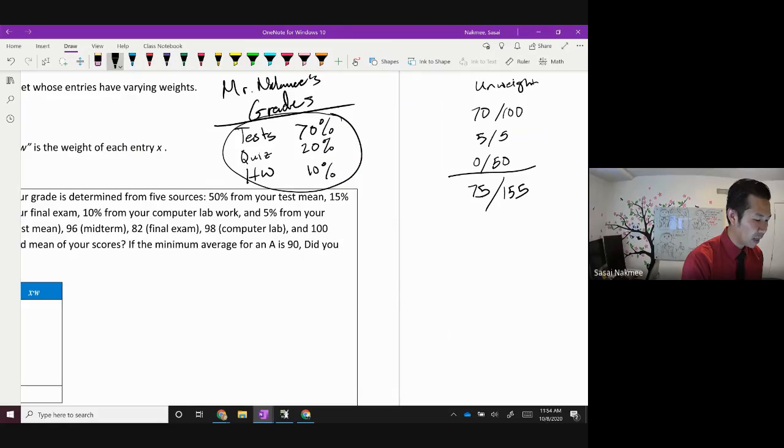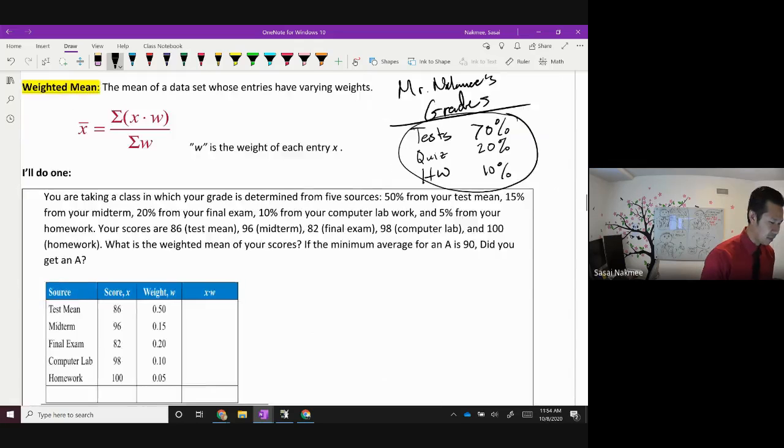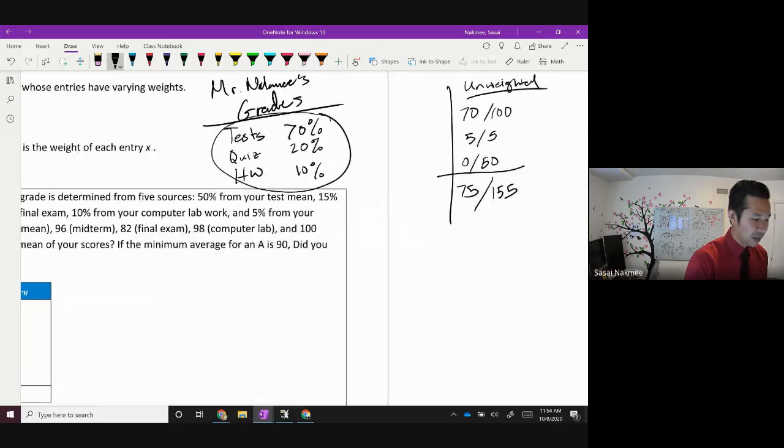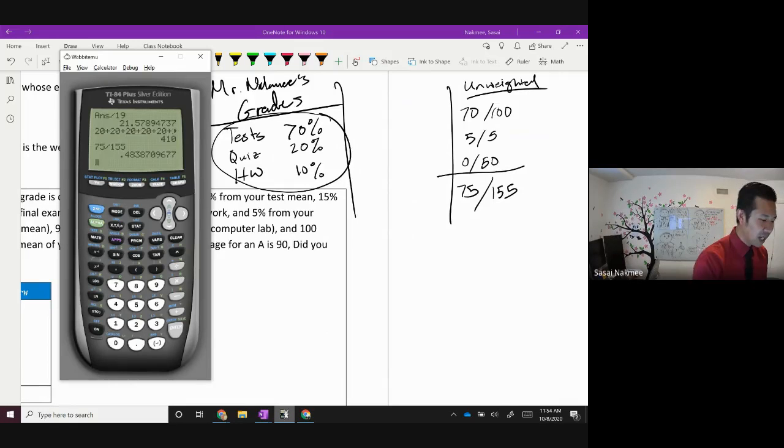Unweighted. I hope that's spelled right. Unweighted. Unweighed? Anyways, that's the unweighted one. If you do it weighted, you actually wouldn't get the same score. You would actually get a different score.